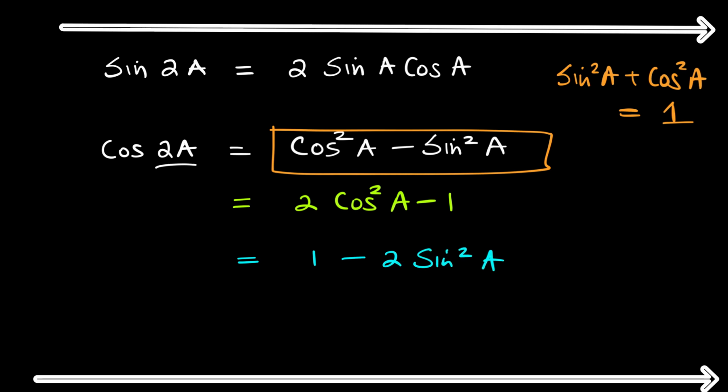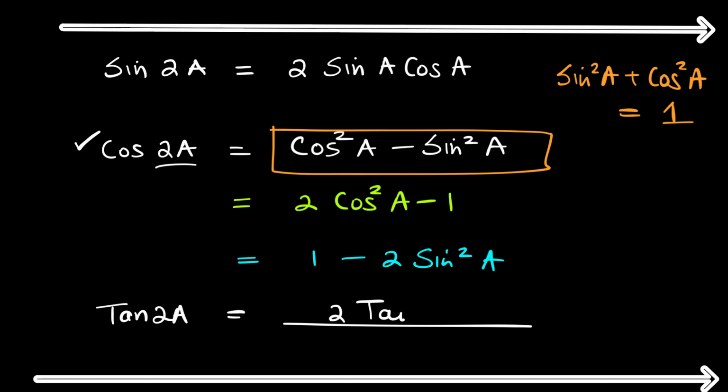So therefore, there are three formats of cosine 2a. The first one being cosine square a minus sine square a. The second, 2 cosine square a minus 1. Third format, 1 minus 2 sine square a. And last but not the least, we have the double angle identity for tangent 2a. It's in a fraction form. The numerator is 2 tangent a and the denominator is 1 minus tan square a.